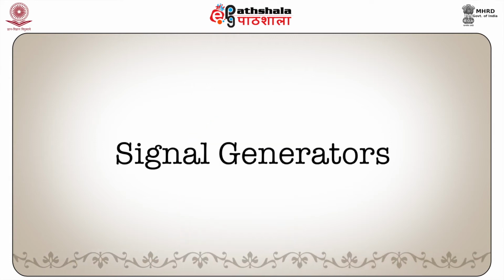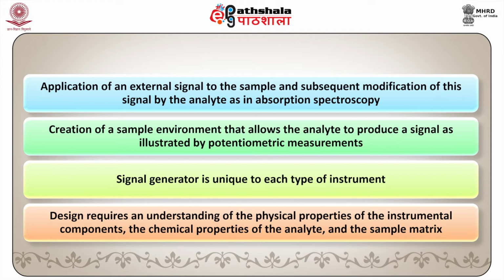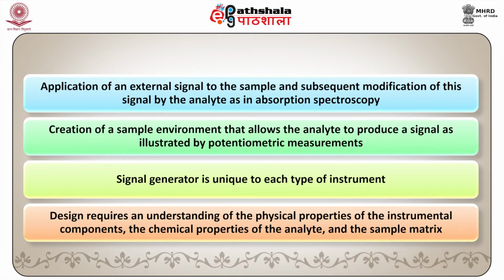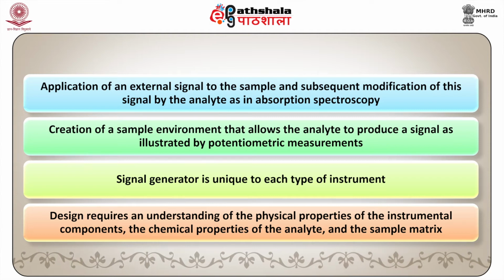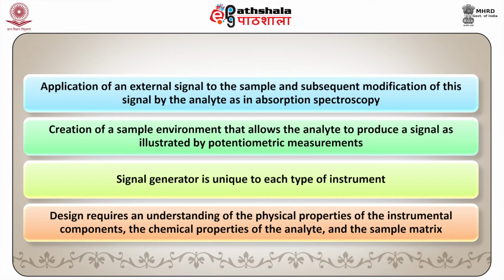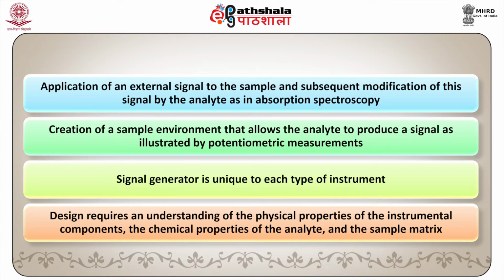Next are signal generators. The signal used to transfer information from the analyte to the electrical modules of the instrument originates in the signal generator. Two general methods are used for signal generation: first, application of an external signal to the sample and subsequent modification of this signal by the analyte, as in absorption spectroscopy; and second, creation of a sample environment that allows the analyte to produce a signal, as illustrated by potentiometric measurements.